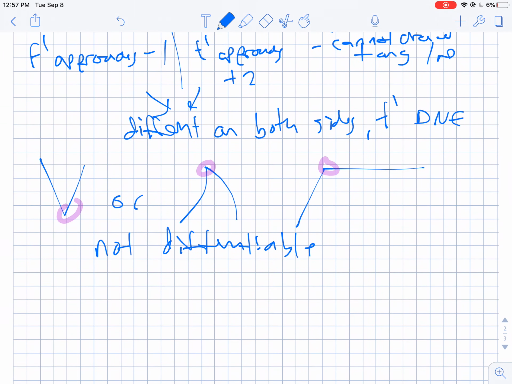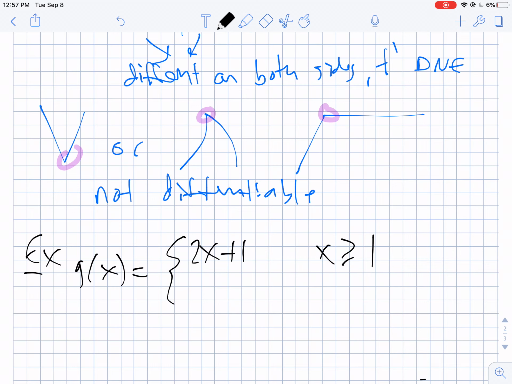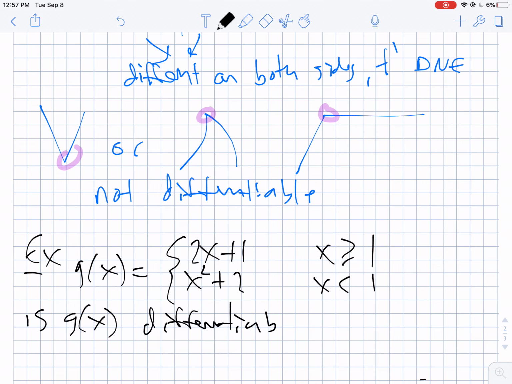Okay, one more thing I wanted to do is an example of a problem. I might ask you, for example, say g of x equals 2x plus 1 if your x value is bigger than 1, and x squared plus 2 if your x value is less than 1. And I might ask you, is g of x differentiable at x equals 1?